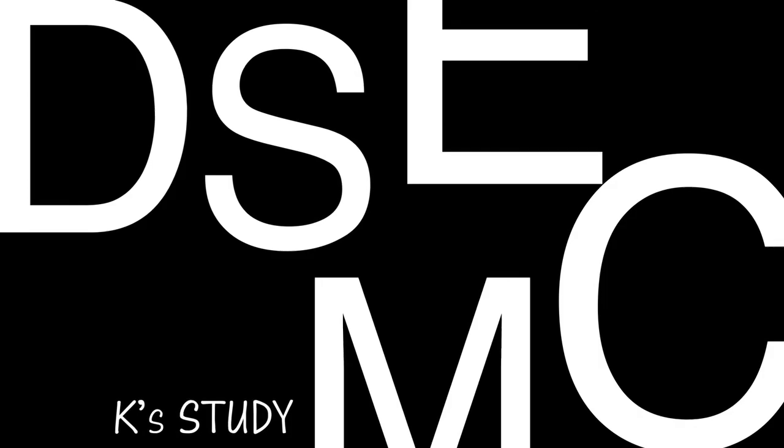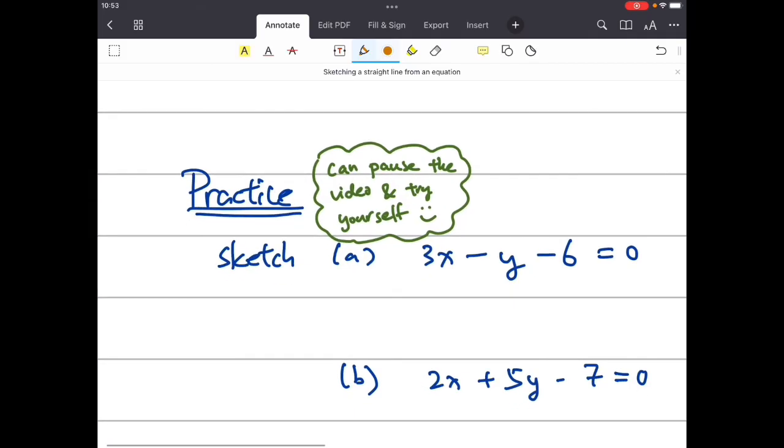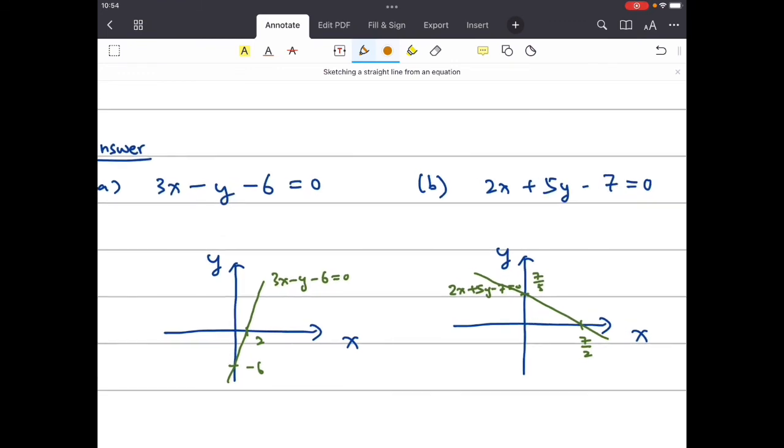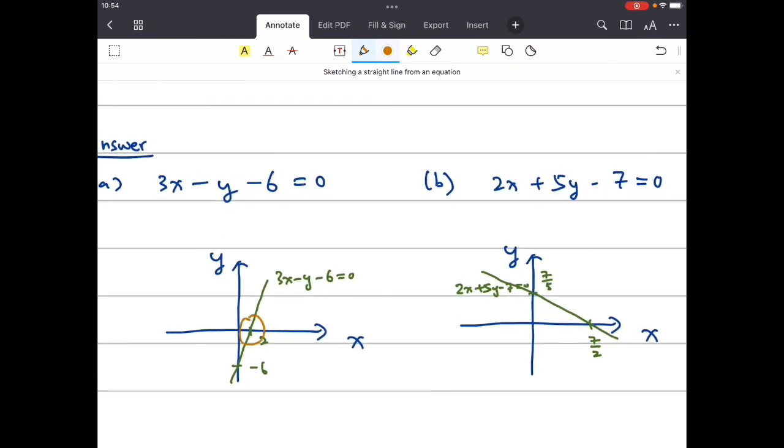Here, I give you 2 exercises for your own practice. You can feel free to pause the video, and then try by yourself and check the answers a few seconds later. So here we have the answer. 3, 2, 1, go. For the graphs of these 2 lines, you can refer to the diagram here. The x- and y-intercepts are just for your reference. You may not need to find the x- and y-intercepts, and you can still get the same diagram.